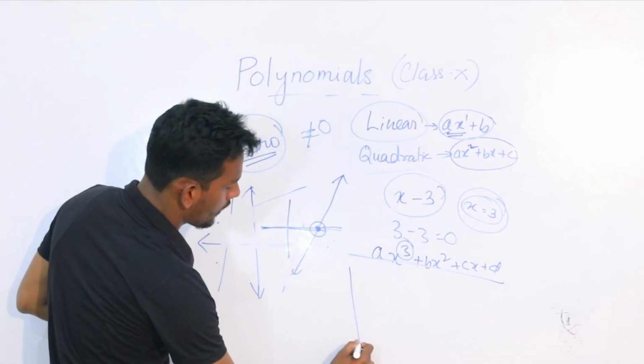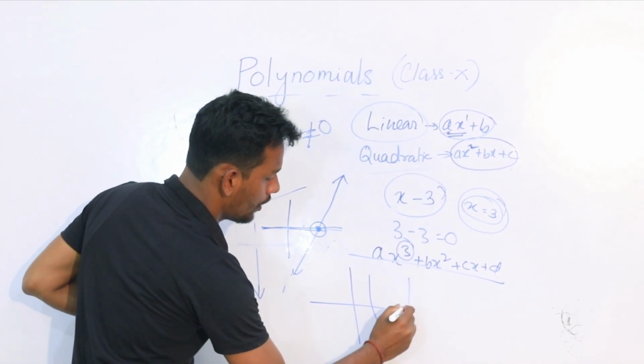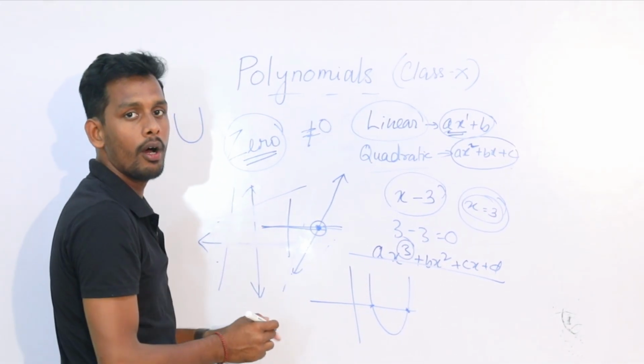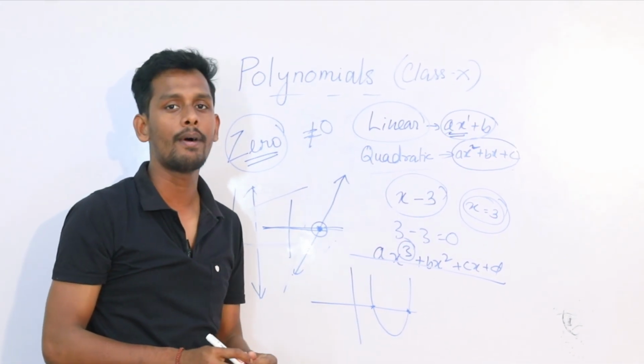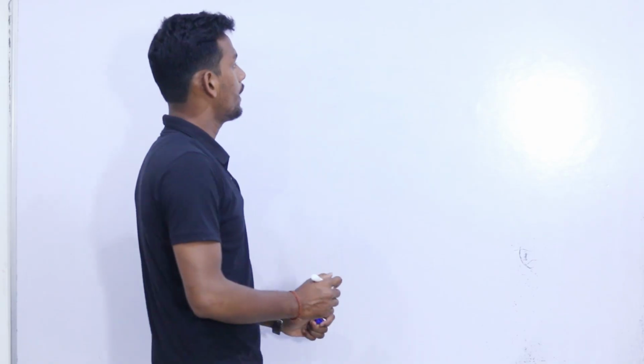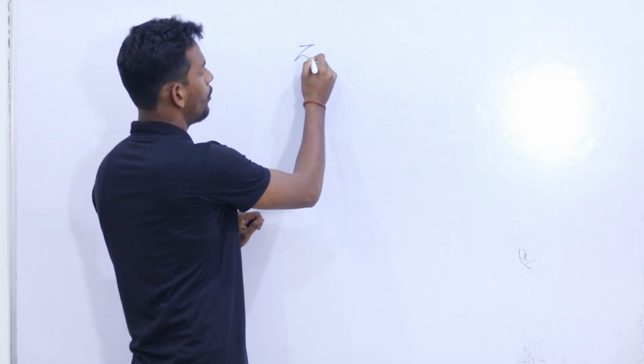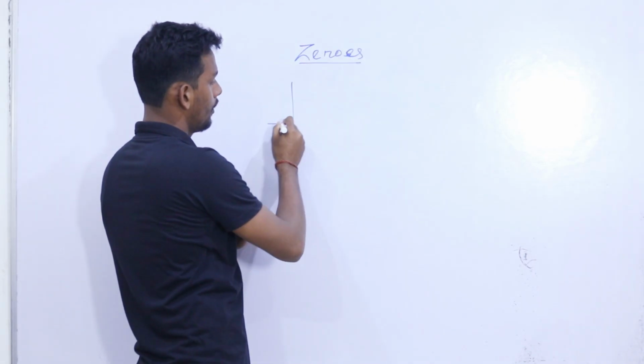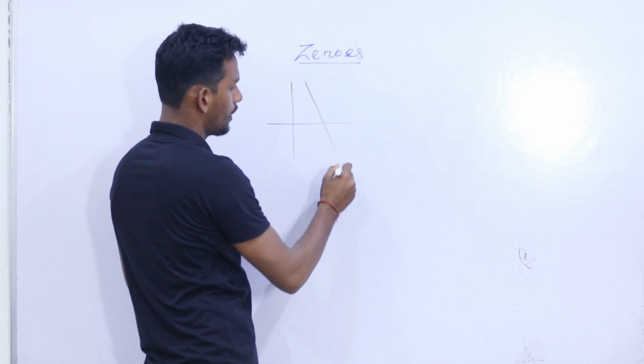Suppose another, different graph. If the graph cuts at two points, how many zeros will there be? There will be two. So like this we can find the zeros of the polynomial. So let us see the zeros of a polynomial from the graph. So this is a graph.